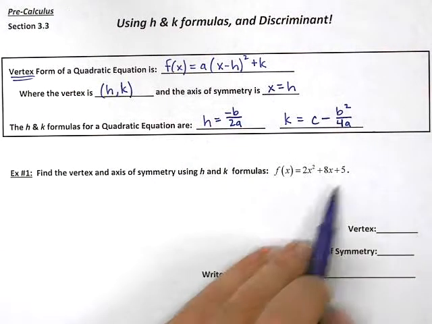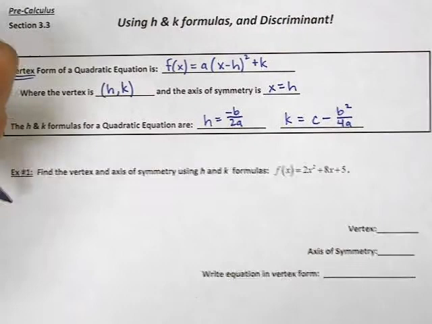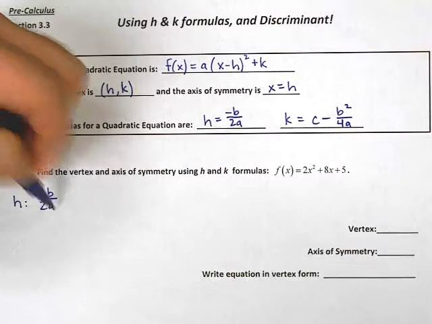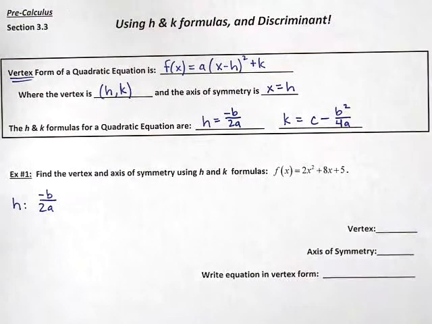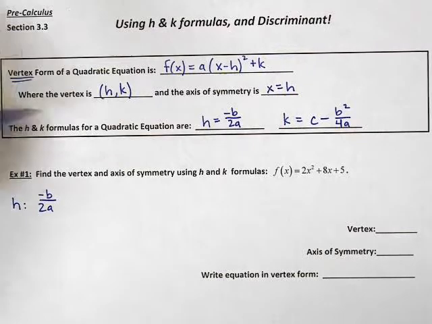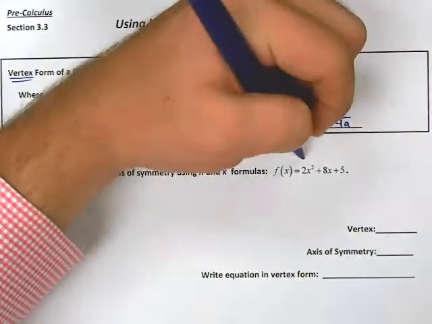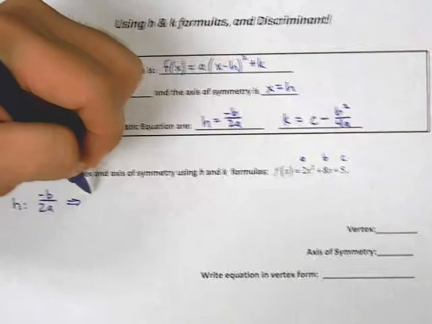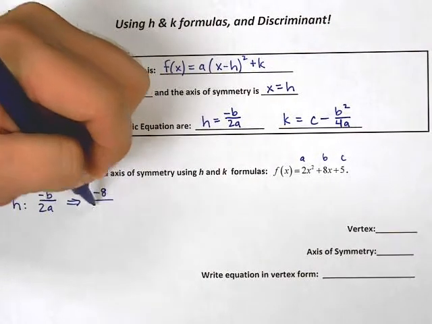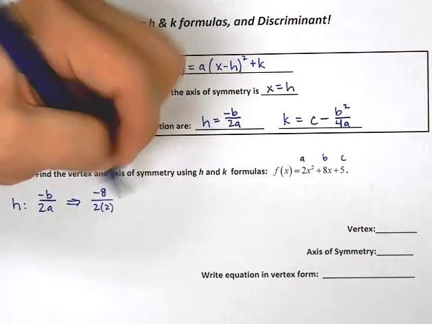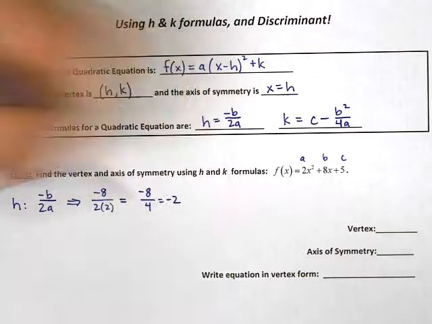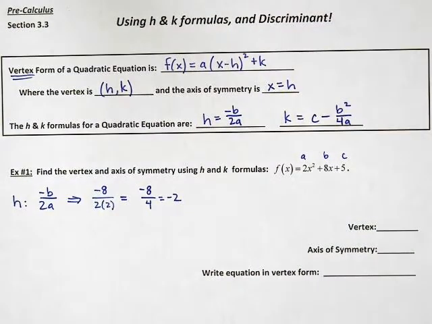Cool. So here's our function. We know that to get the h value, we need to use opposite of b over 2a. I'm going to write it out for a little bit so you can start to familiarize yourself with it. Negative b, if you remember a, b, c from our original equation, so we have negative 8 all over 2 times 2, or negative 8 over 4, or negative 2. So we know that our h value should be negative 2.